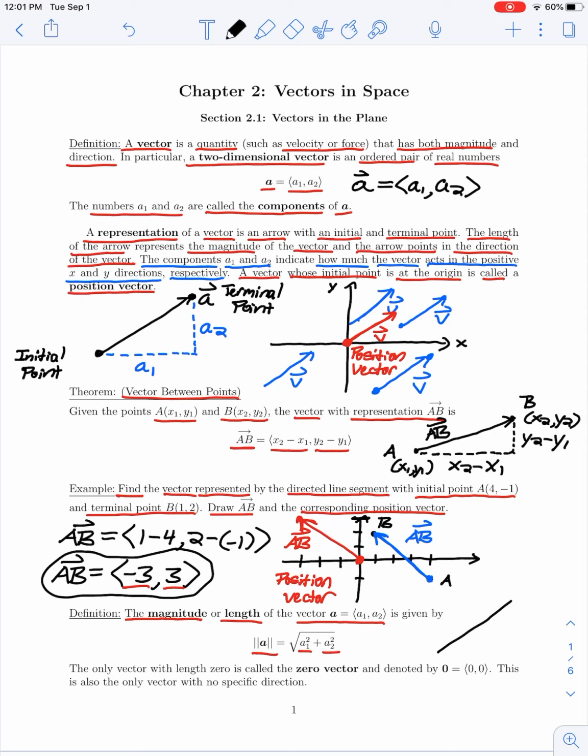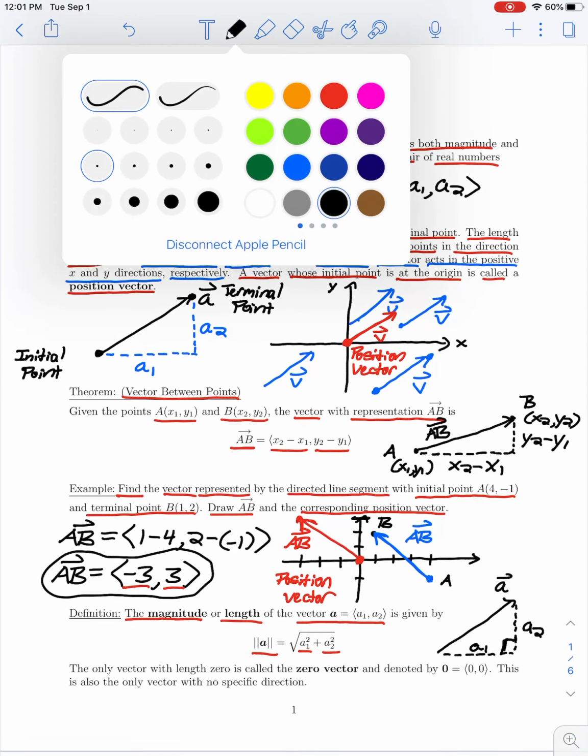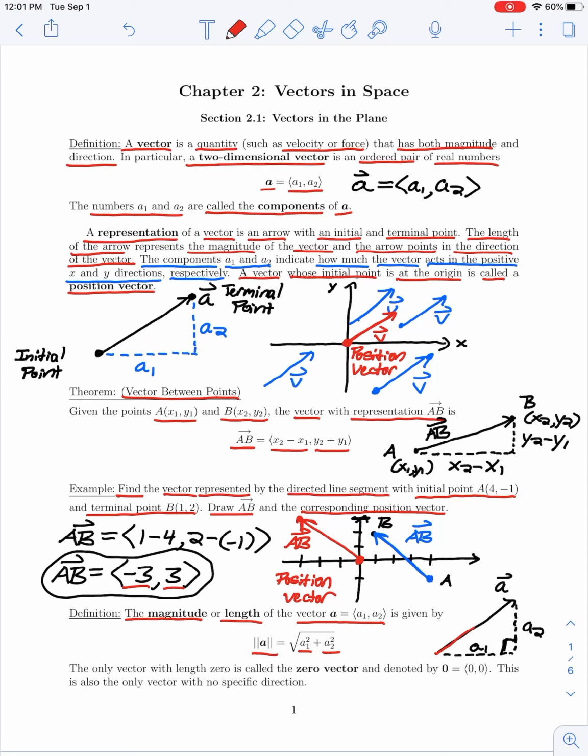And of course that makes sense from a geometric interpretation. If we have some vector A and its components are A1 and A2, that is the horizontal and vertical distance that we travel from initial point to terminal point, then we can see here we have a right triangle, and the length of this arrow, which represents the vector, we denote as the magnitude of A, or the length of A. From the Pythagorean theorem, it would be the square root of the sum of the squares of the legs of this triangle. That is the square root of A1 squared plus A2 squared.